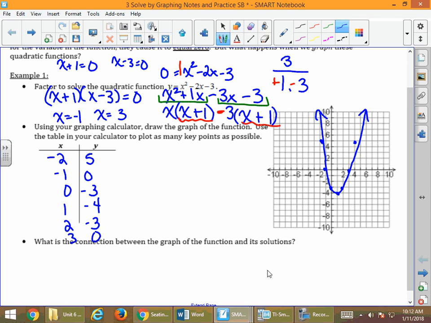And it says, use your graphing calculator, draw the graph of the function, use your table in the calculator to plot as many key points as possible. So I think we've got the key points here. Now we already know what the answer to this problem is because we factored to solve in that first part. What's the relationship between our answers and the graph?